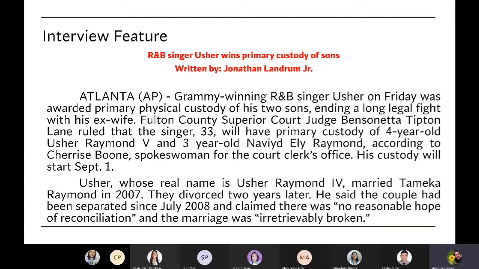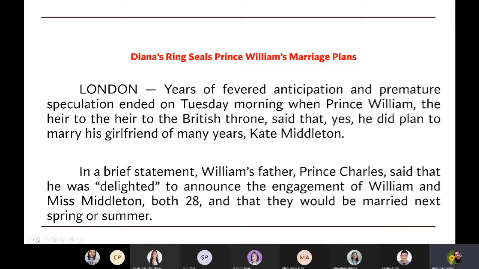And then, Diana's ring seals Prince William marriage plan. At that time kasi, putok yung balita na ikakasal na si Prince William tsaka si Diana. So, yung sa ring na pinakita, ayan. So, lahat ng tao parang na-trigger. That's why it is a human interest feature.